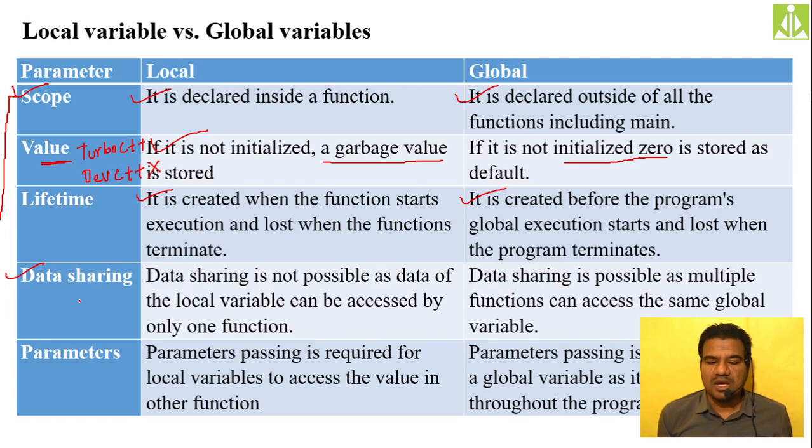Then parameter passing. In order to have communication established between the functions with the help of local variables, you have to go for parameter passing. So what is this parameter passing? Our next concept is parameter passing only. Parameter passing is required for local variables to access the value in other functions.